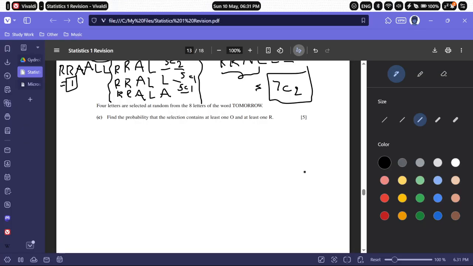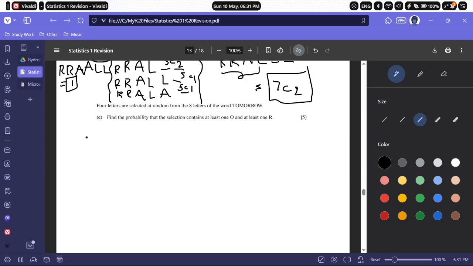Anyway, I'll just move on now. So, four letters are selected at random from the eight letters of the word. You have to find the probability that the selection contains at least one O and at least one R.